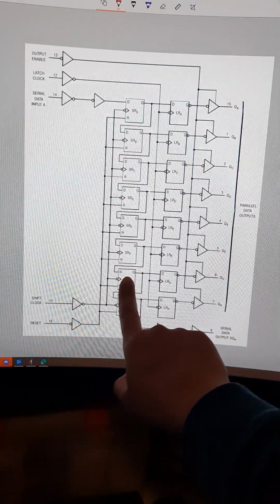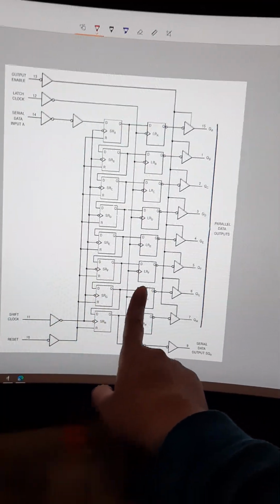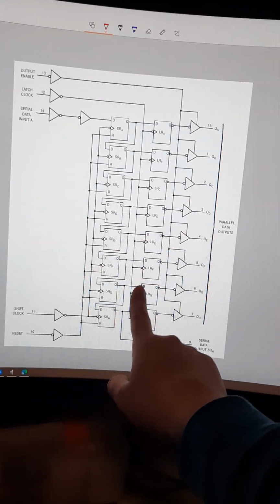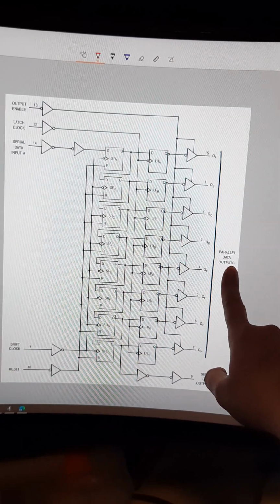SR stands for the shift register, and then our output is through the LEDs, which is the latch register, and they're all in parallel, because here is our parallel data outputs.